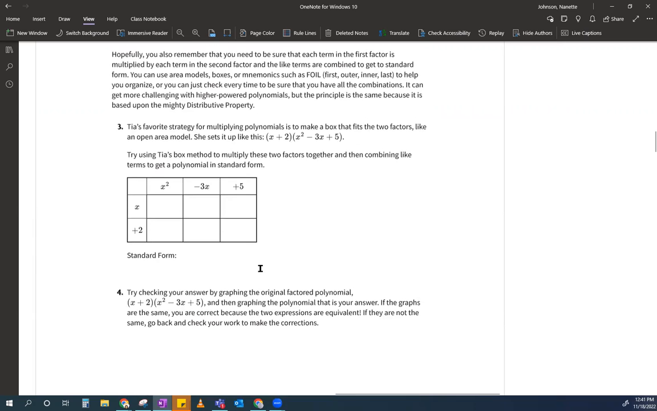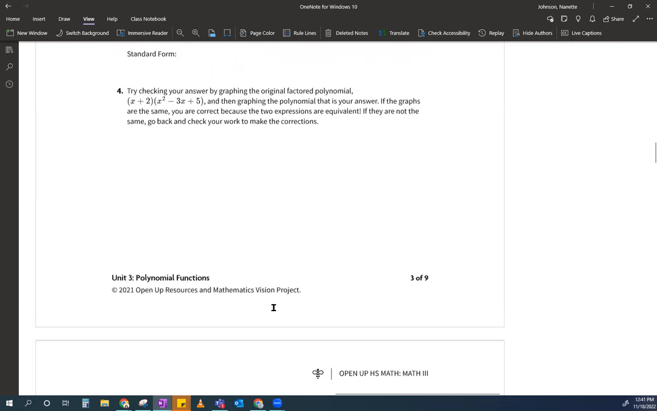So the next couple parts goes like this. So here's Tia's favorite way. She likes the box method. Okay, so then it says, try checking your answer by graphing the original. I showed you how to do this. You're going to graph your answer in standard form. You're going to graph your answer in factored form. And you're going to see if they overlay, just like one of your classmates said.